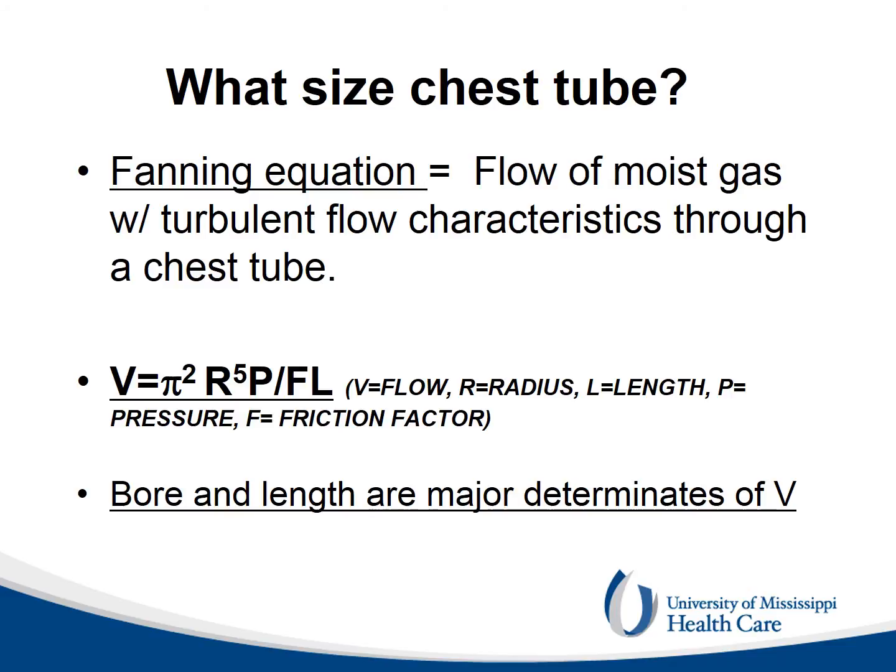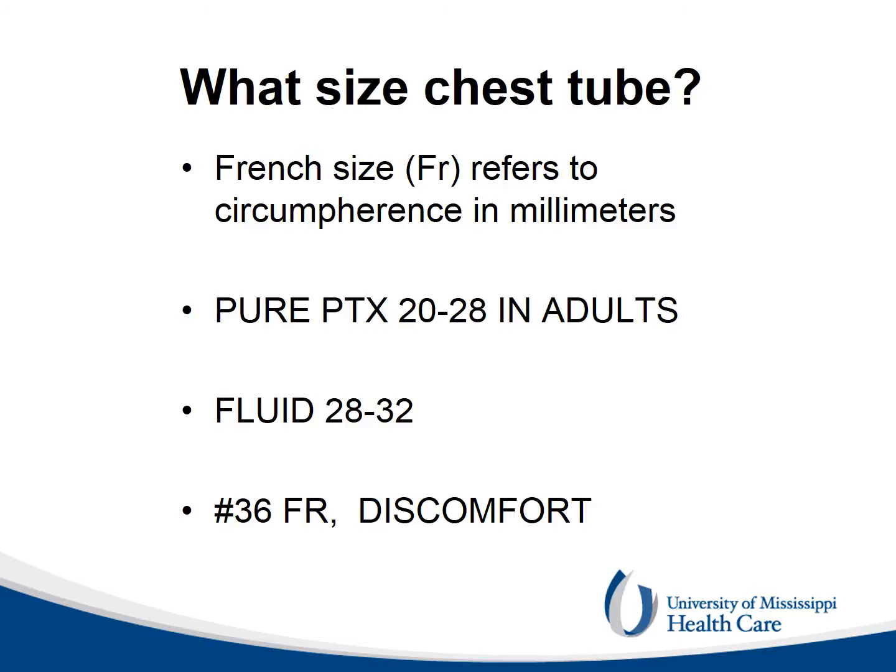The resistance to the flow of air or fluid inside the chest tube is calculated by the Fanning equation. Small chest tubes, usually less than 24 French, have higher tendency to occlude. Chest tubes larger than 32 French are usually not necessary and create discomfort to the patient by compressing the intercostal nerve.